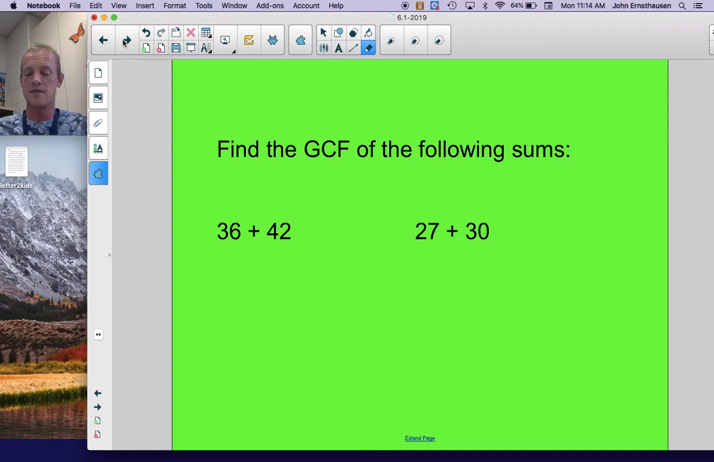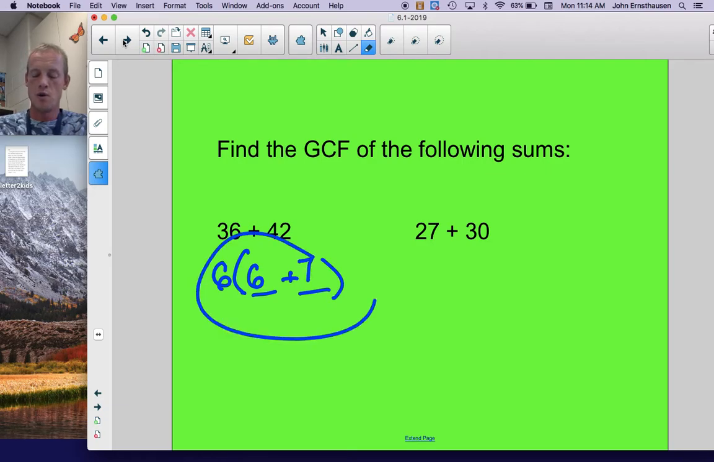So for 36 and 42, now, if you think you know the GCF, I'm going to save you some work. What's the biggest number that would go into 36 and 42? The GCF would be 6. So, getting back to the distributive property, 6 times what would give you 36? It would be 6. 6 times what would give you 42? It would be 7. That's what I'm looking for. And like I said, we're going to keep working on these.